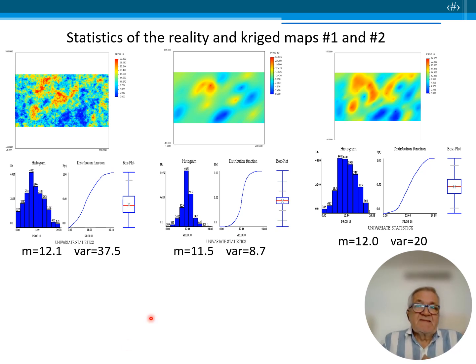Now let's see the statistics of the reality, the real body, and the two models created with 20 samples and 100 samples. As you can see, the mean is about the same in all, in the reality and in both models. But look at the variance. The variance of the reality is 37.5. The variance of the estimated values with just 20 samples is 8.7. And look, the variance of the second model is higher than this one, of course, because it's better estimated, but lower than the reality.